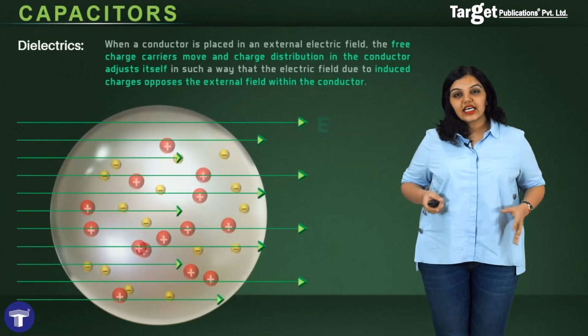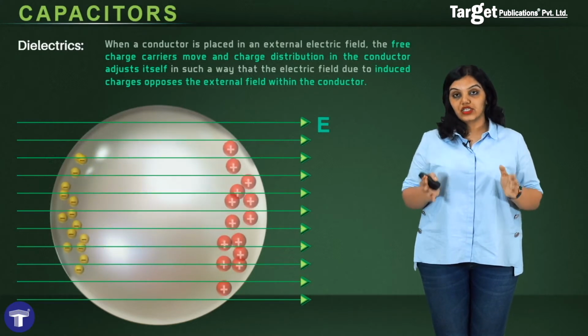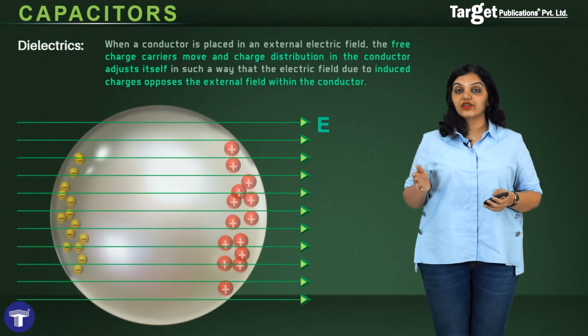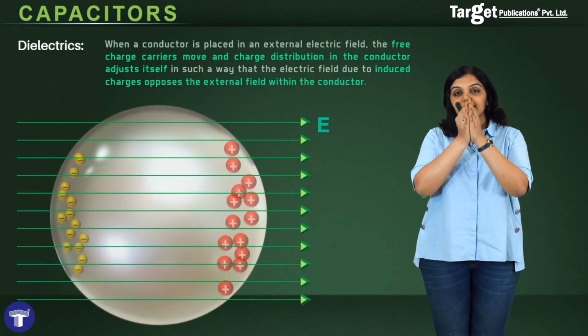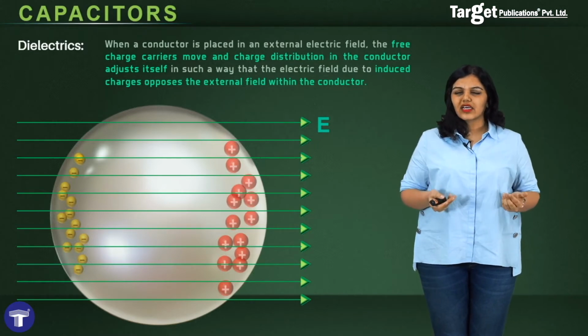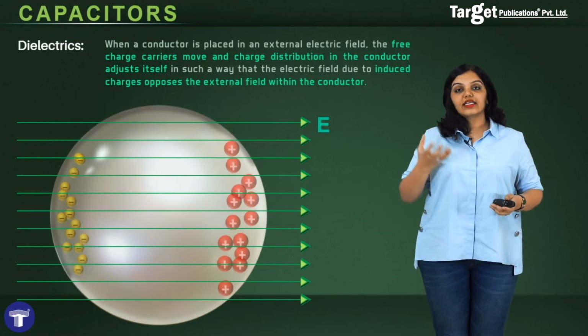And if you place this conductor in an external electric field, there will be movement of these charges. And now obviously the positive charge moves in the direction of the electric field and the negative charge moves opposite to it. So you can see that there is a separation of charges which is brought about by the external electric field. And this is obvious. We know that charges are affected by electric field.